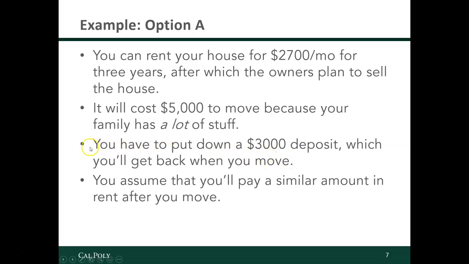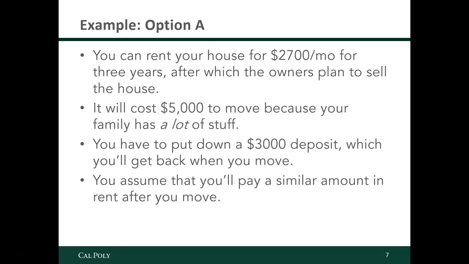Finally, it's kind of important to make some assumptions about what you're going to do in the future. You assume that this is going to repeat over and over again. And so you're going to make your decision based on the equivalent uniform annual cost of the next 3 years for this option. And this cycle is going to repeat because you're going to have to keep on renting and your owners are still going to only let you stay there for 3 years and you're going to have to move.